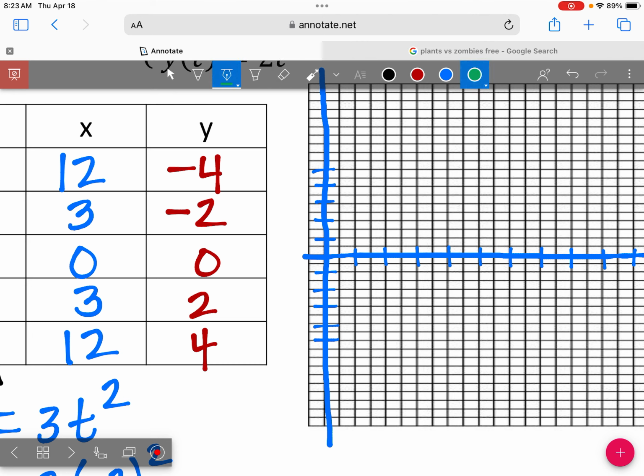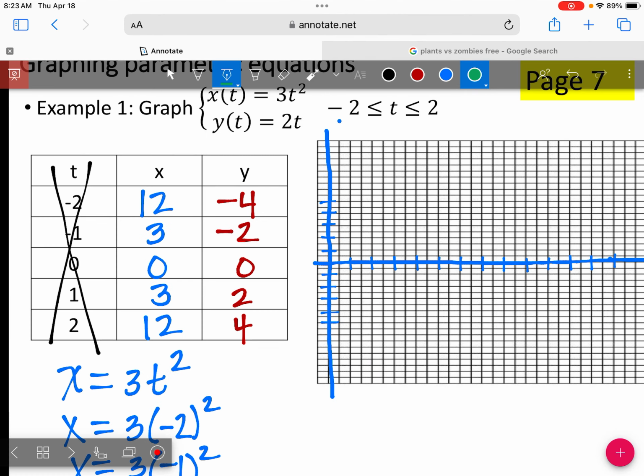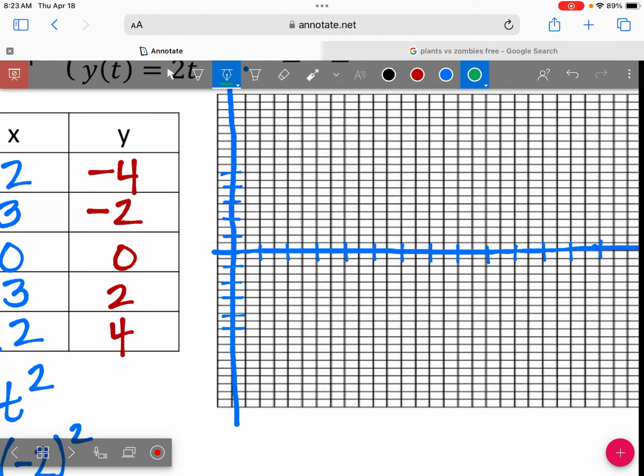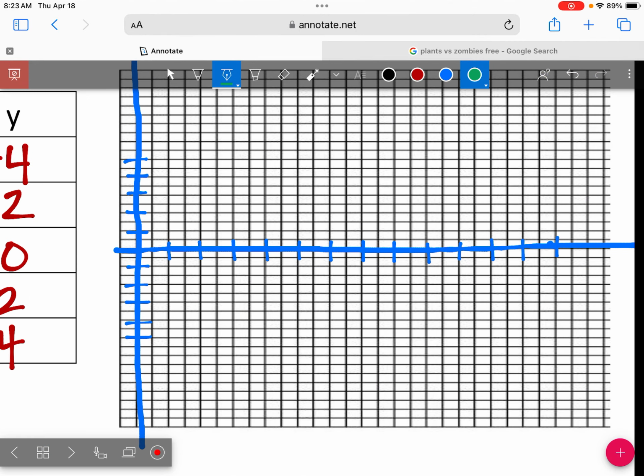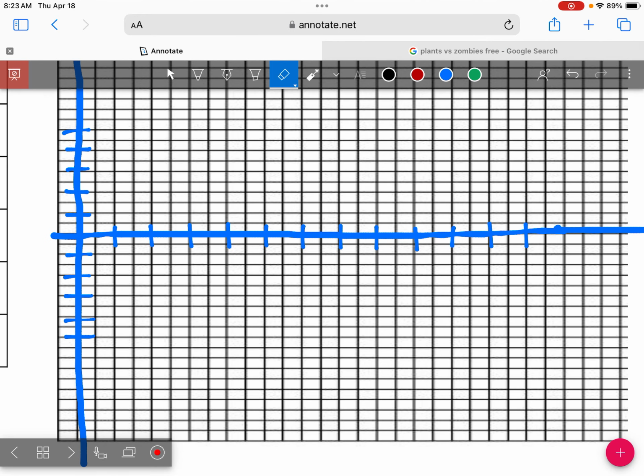So for my first point, I put it at 12, -4. So this is 1, 2, 3, 4, 5, 6, 7, 8, 9, 10, 11, 12. So I don't need this one. I'm going to take that one off. Okay. So 12, -4.